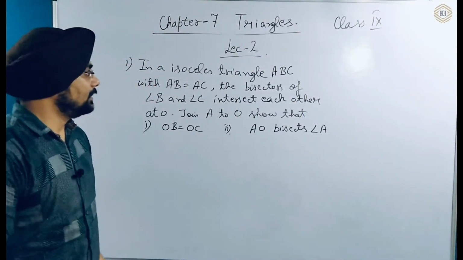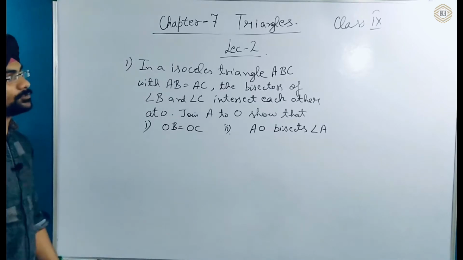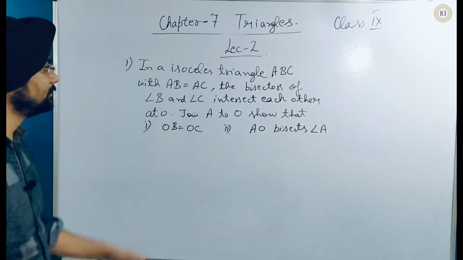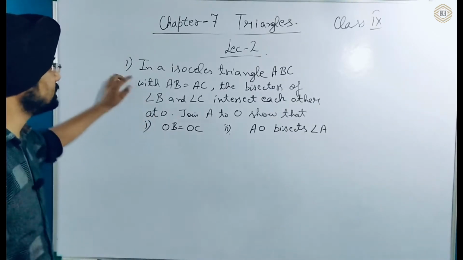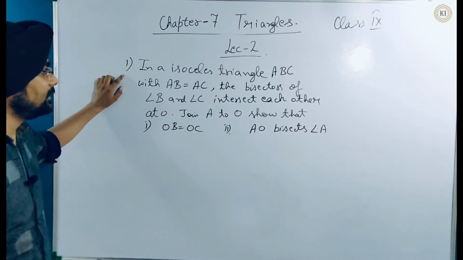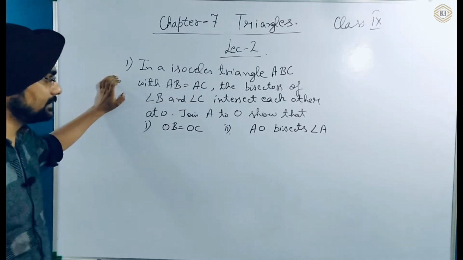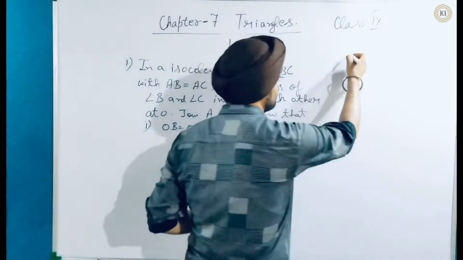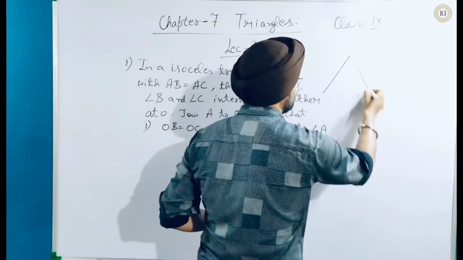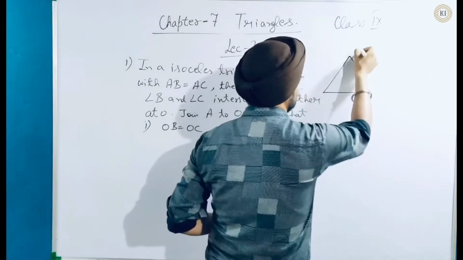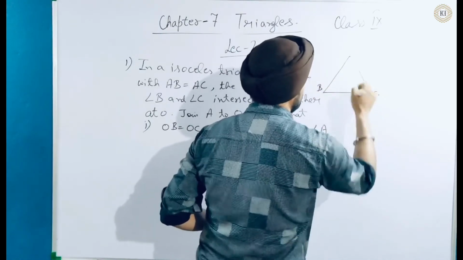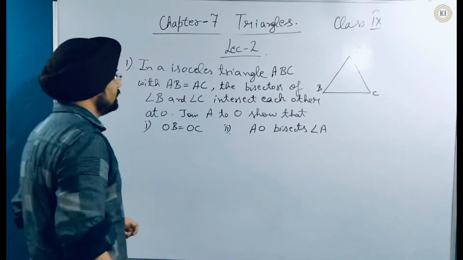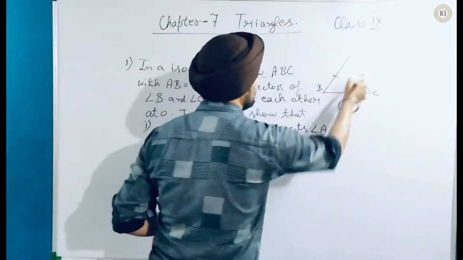Now again we are going to start some questions based on congruency. The first question is given as: in an isosceles triangle ABC with AB equal to AC. So we have to draw the figure, an isosceles triangle ABC. AB and AC both are equal.